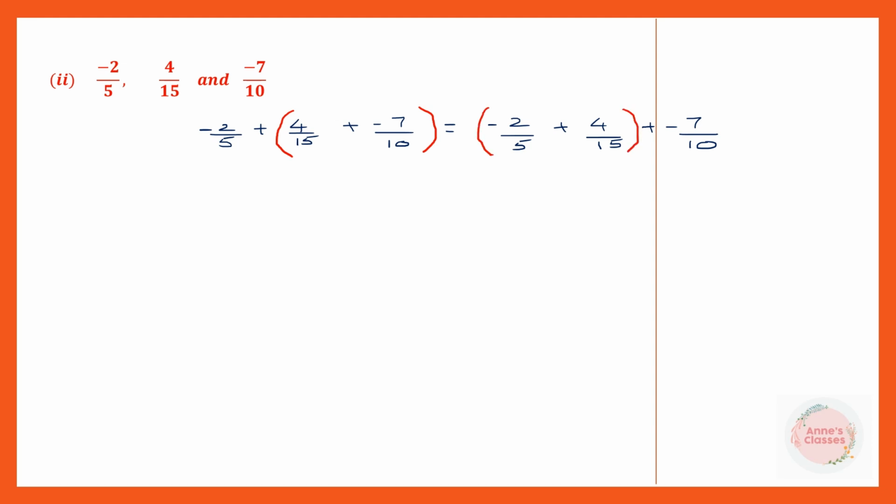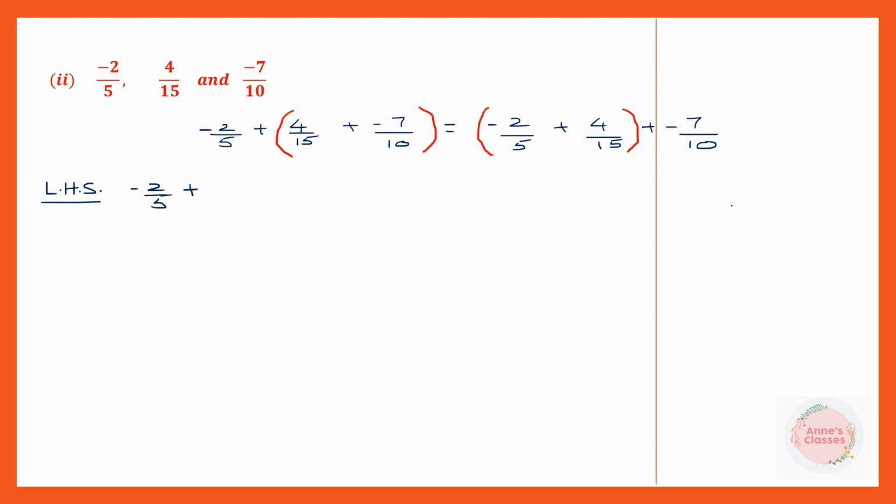Now we are going to prove this. Now this is the left hand side. This is the right hand side. We are going to prove that both are equal. So let's begin with the left hand side. So the left hand side will be minus 2 by 5 plus, okay, now here what do we have within brackets? 4 by 15 plus minus 7 by 10. That means the denominators are different, so we must find their LCM.